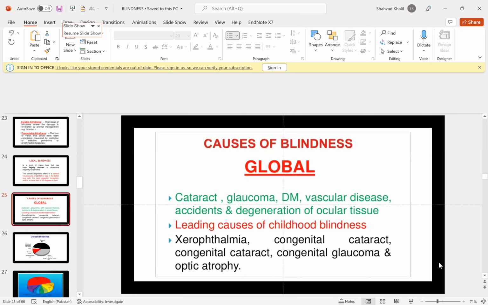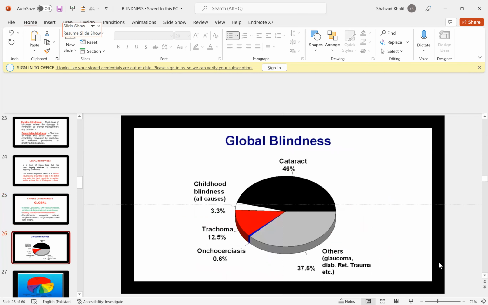Causes of blindness globally: cataract, glaucoma, diabetes mellitus, vascular disease, accidents, and degeneration of ocular tissue. Leading causes of childhood blindness include xerophthalmia, congenital cataract, glaucoma, and optic atrophy. If we see the global blindness, you can see the cataract as a main chunk in it.